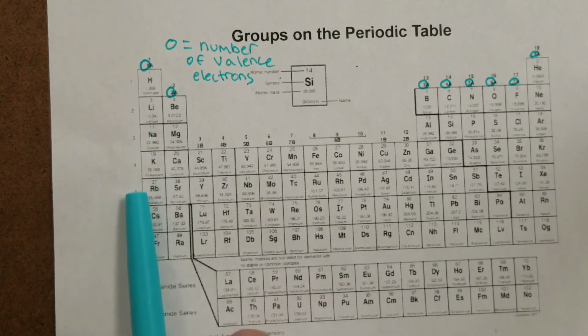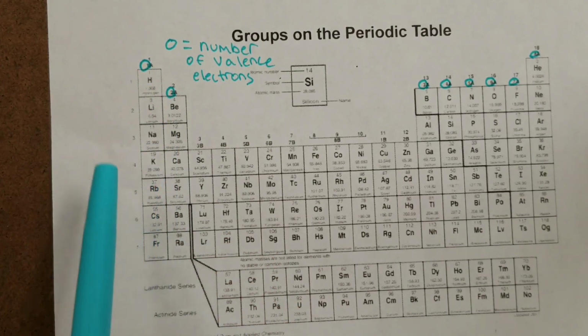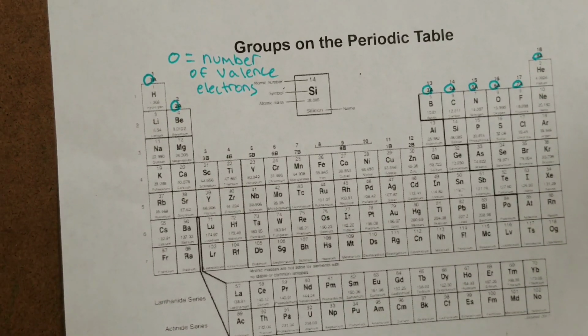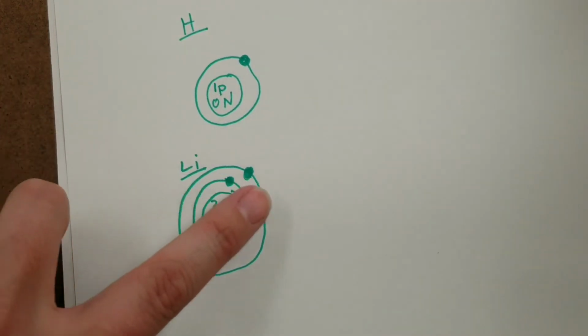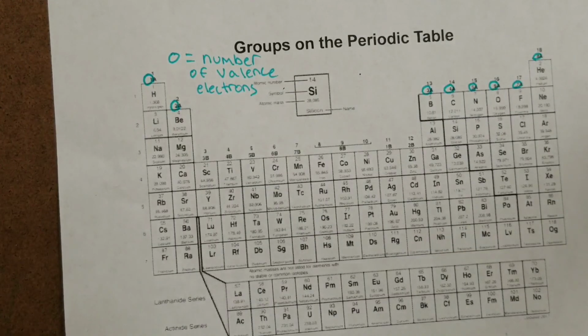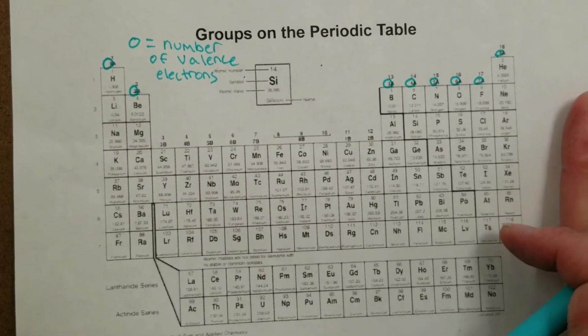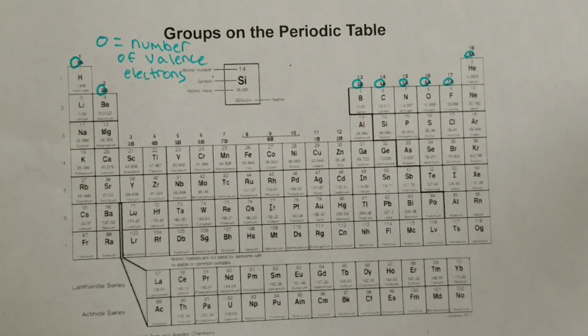So everything in this first group, group 1A, every single element has 1 valence electron. So that means if I was looking at hydrogen and lithium, they have 1 electron on that outer energy level. And remember, that makes them highly, highly reactive because they want to get rid of that electron. They want to bond with another element so that they can get rid of that and be stable.